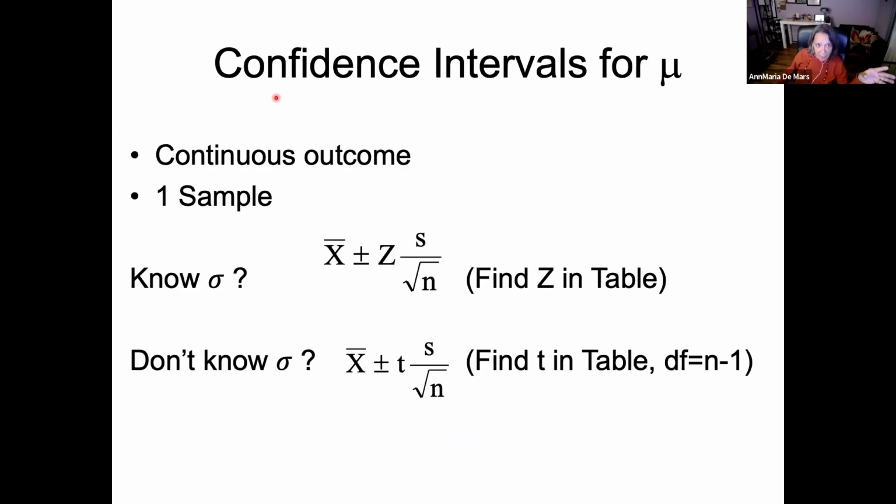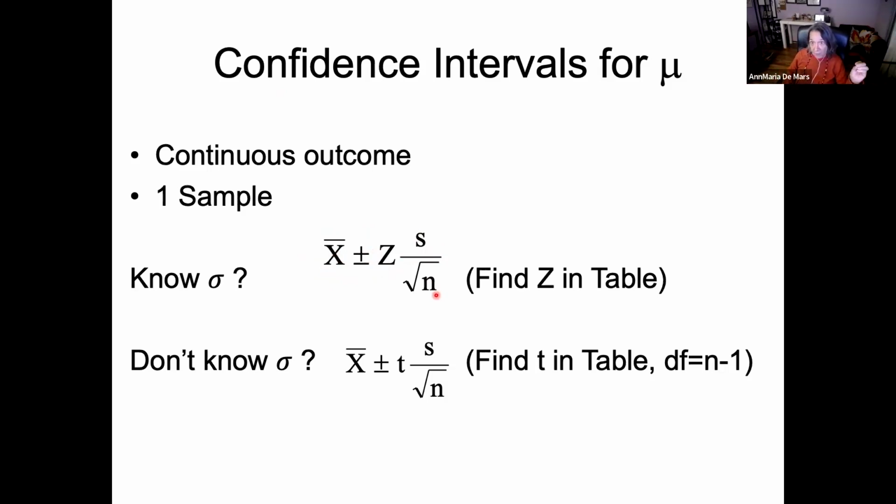If we're estimating a confidence interval for the mean, we're assuming there's a continuous outcome, right? It's age or test scores or something like that. It's not proportions, it's a continuous outcome, and you have one sample. If we know the standard deviation of the population, then we would take the sample mean plus or minus z times the standard deviation over the square root of n. So plus that z times the standard error, minus z times the standard error, that's your confidence limits.